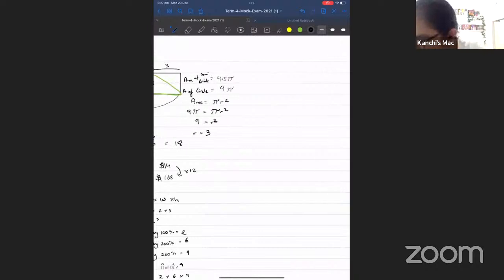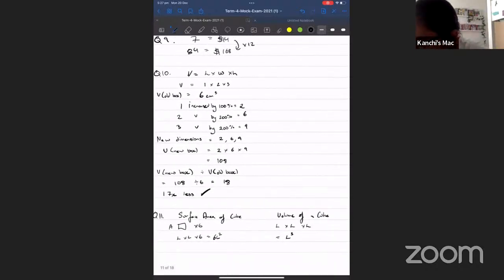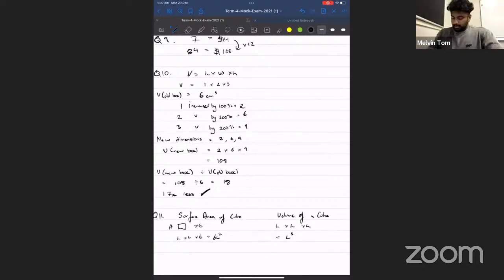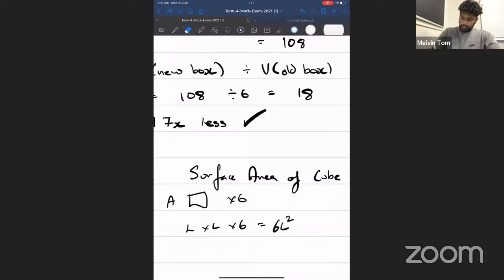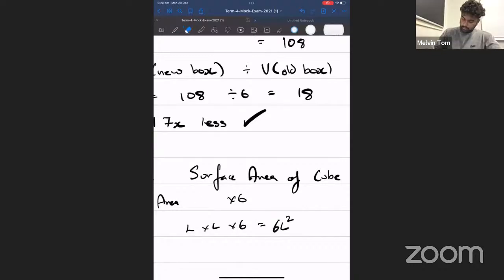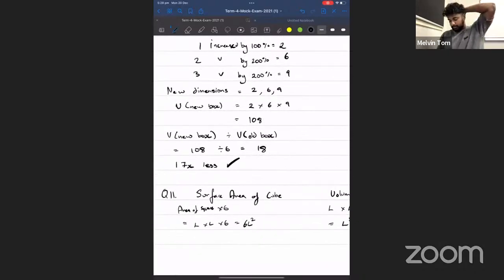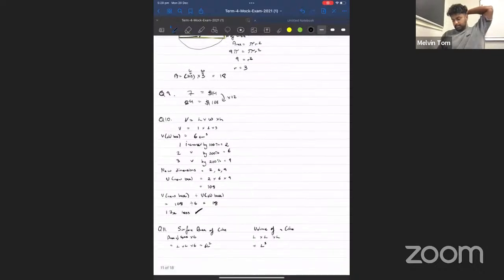Right. Wait, is it a box? Yeah, I'll just expand it out. Wait, can you read it out? So L times L times 6, which is 6L squared.